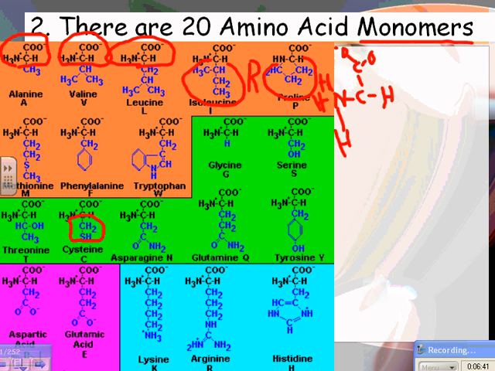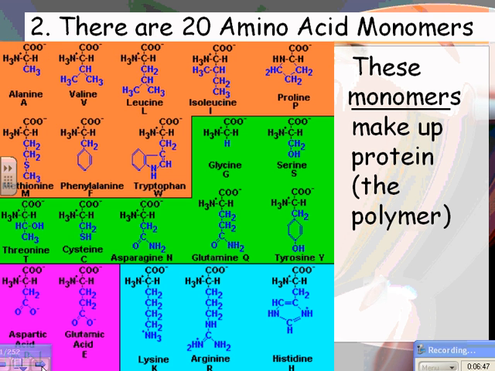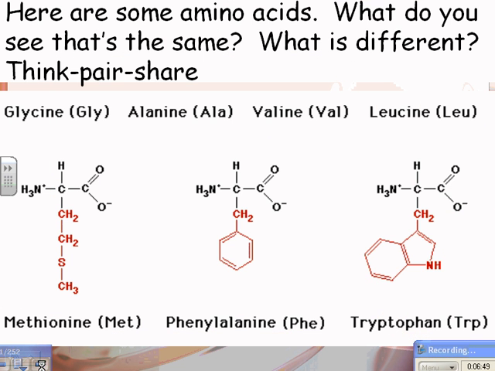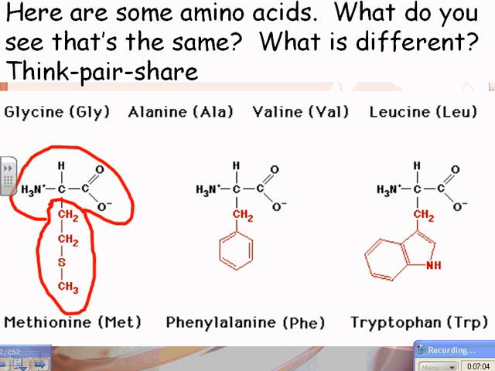These monomers, these amino acids, make up protein, the polymer. Here are some amino acids. What do you see that's the same and what is different? If you're in class, we do this as a think, pair, share. But anyway, this part is the part that's different in each of them, and this part is the part that's the same.